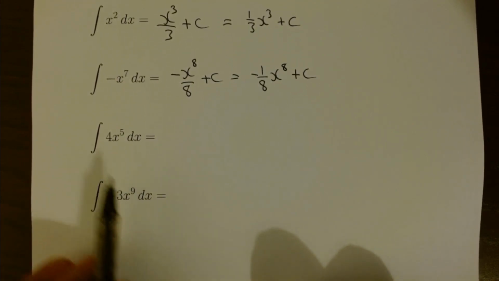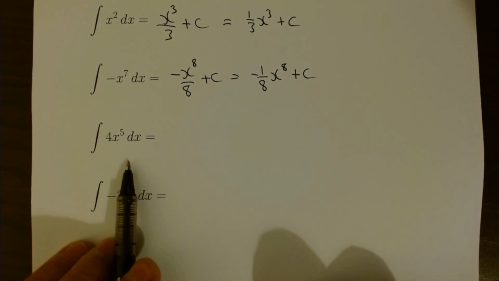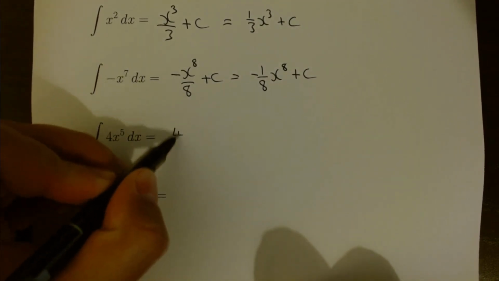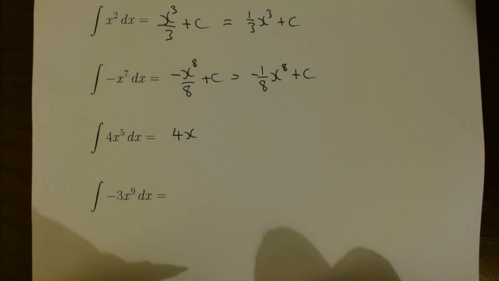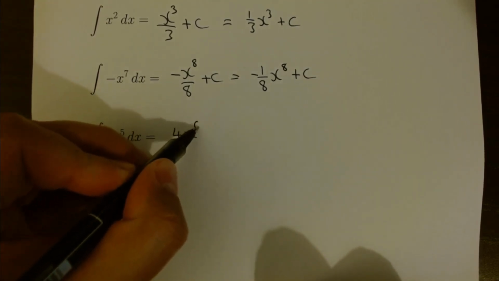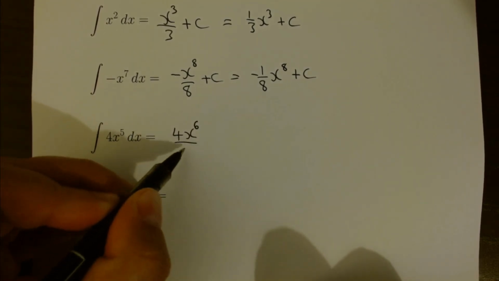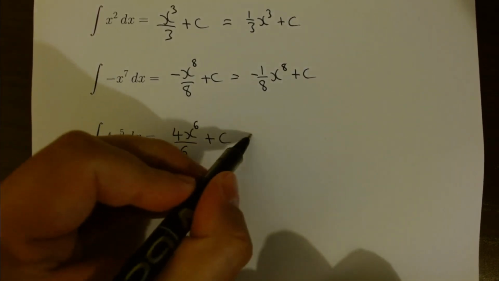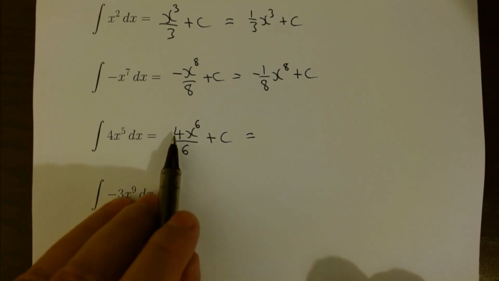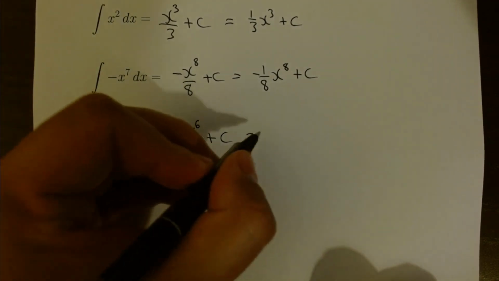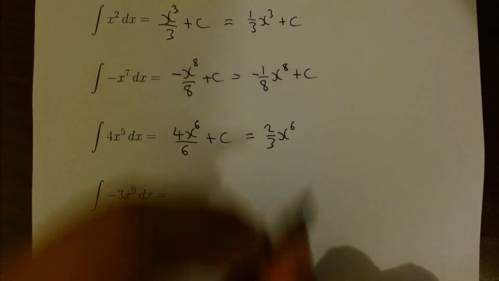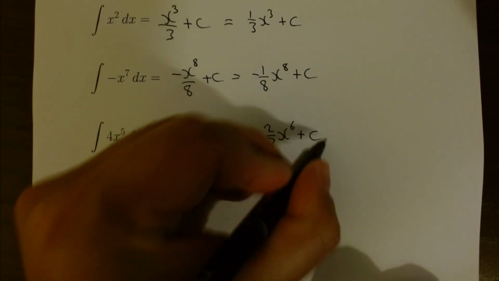Okay, now we want to integrate 4x to the 5 with respect to x. So we get a 4x, and we add 1 to the power, giving us 6, and then we divide by the 6 plus c. And we can now simplify. 4 over 6 becomes 2/3. So we get 2/3 x to the 6 plus c.